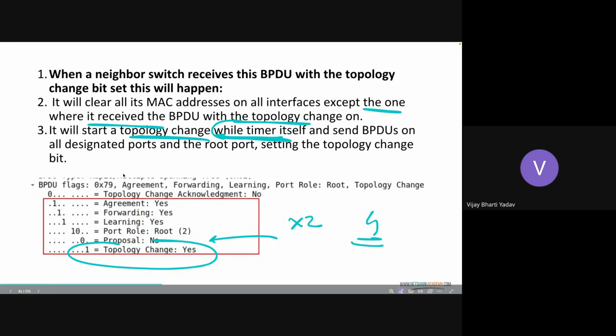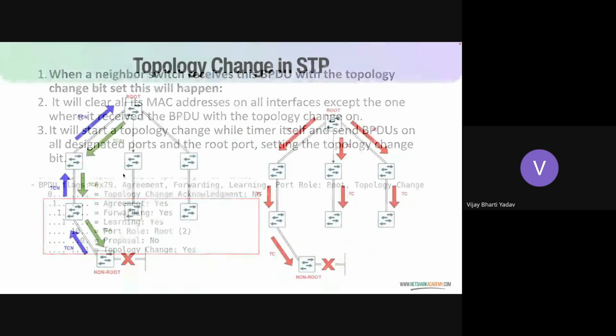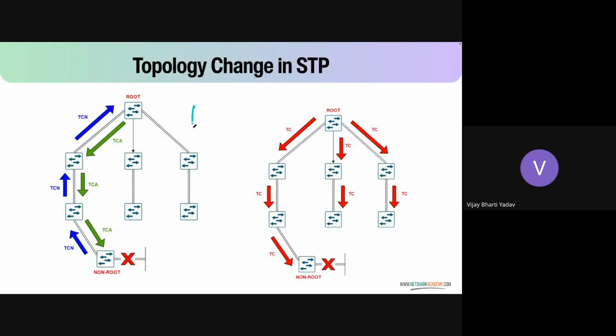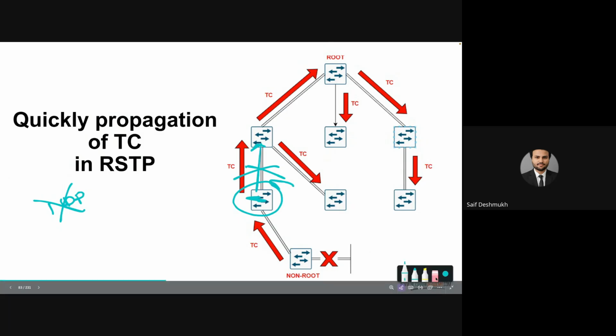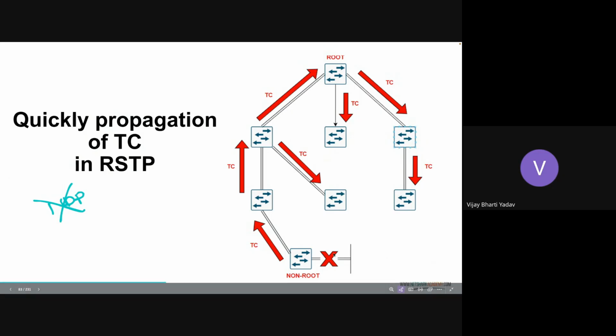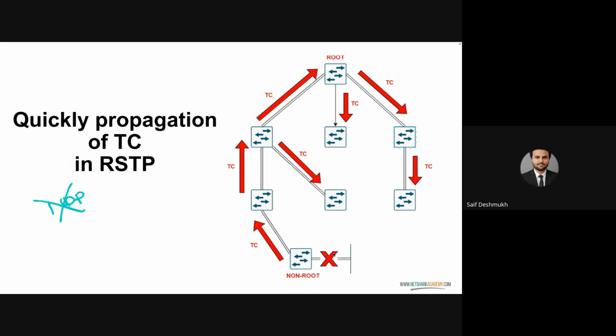It will not waste time calculating the MAC addresses or all those things. No 15-second wait, nothing. Immediately it will flush all the MAC addresses on these interfaces. Then again it will add my MAC addresses later on? No, I will not add. I will perform flooding, unknown unicast flooding.